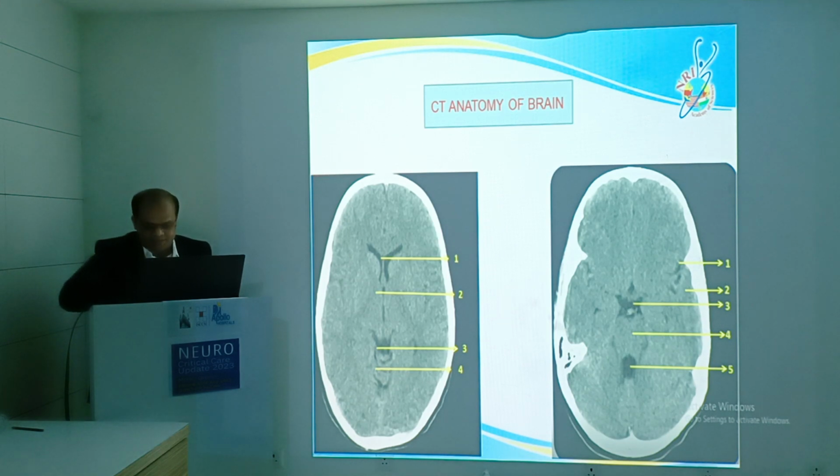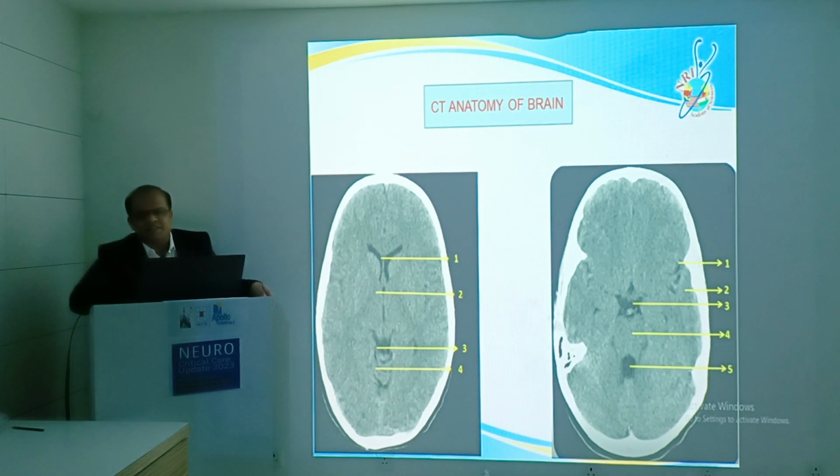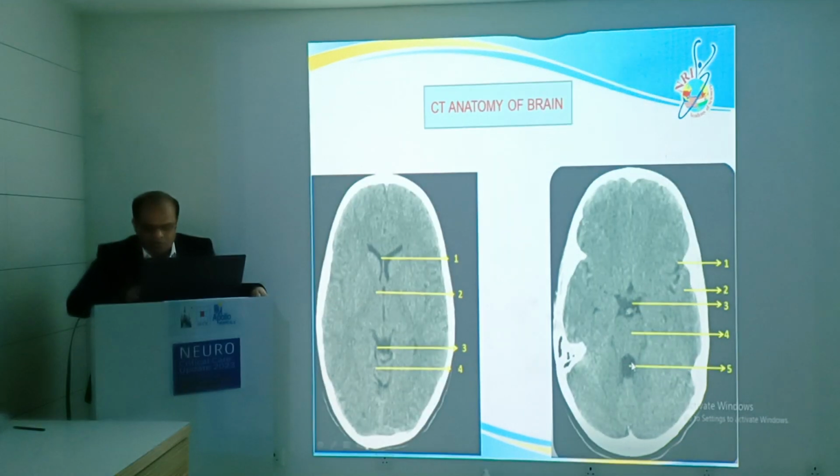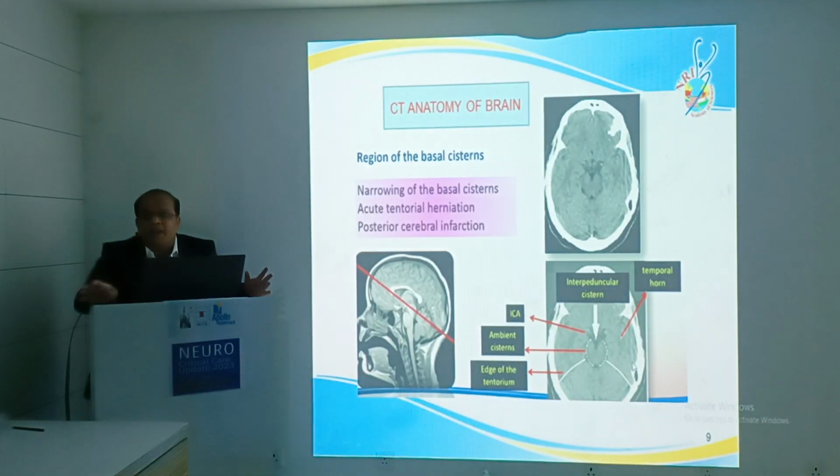CSF is there, some sylvian fissure. Behind the sylvian fissure, the lobe is the temporal lobe, and this third one is the basal cistern. The fourth one is the midbrain, and the fifth one is around the fourth ventricle. And as an intensivist, we should concentrate on two slices.